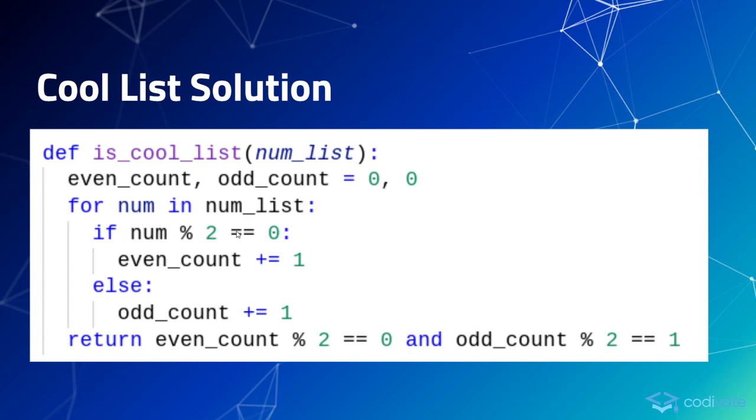So if the number is even, then we increment even count by 1, because we just saw an even number. Otherwise, since a number can only be either even or odd, we have to increment odd count by 1. If you want, you could do an elif condition with num mod 2 equal 1, but that's not the most efficient way to do it. We could just use an else, since we only have 2 cases. We repeat this process for each number in the num list using our for loop. And at the end, we return this boolean here.